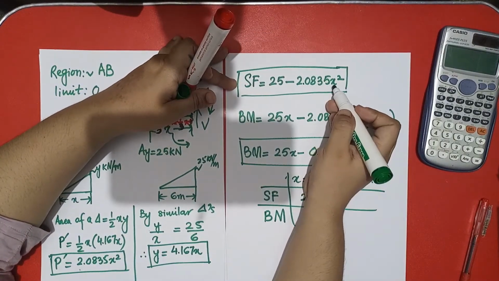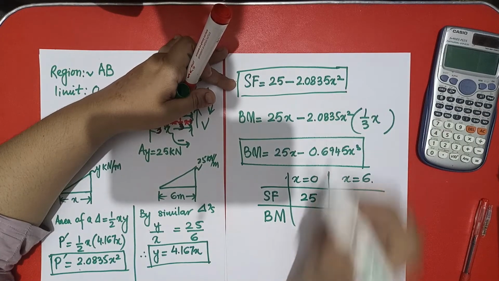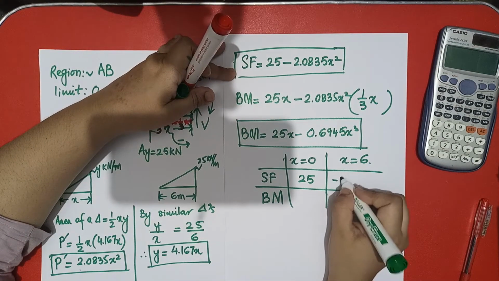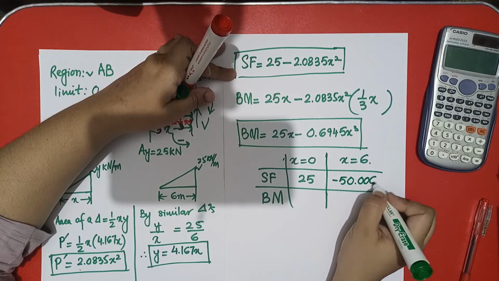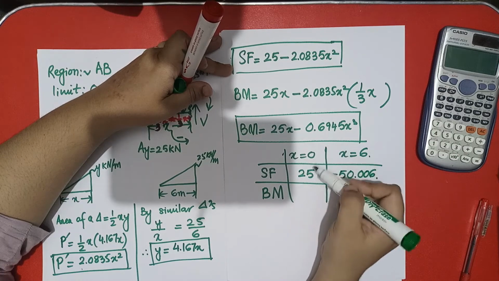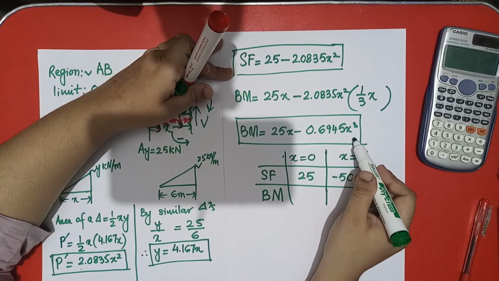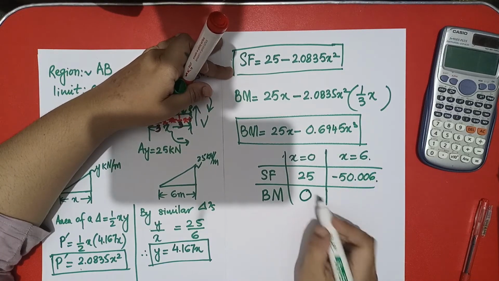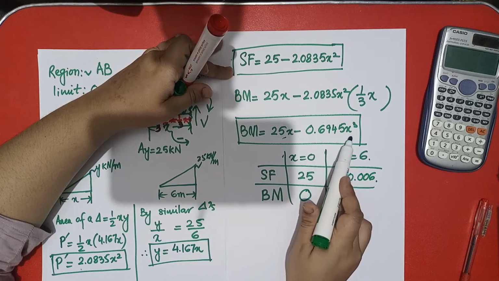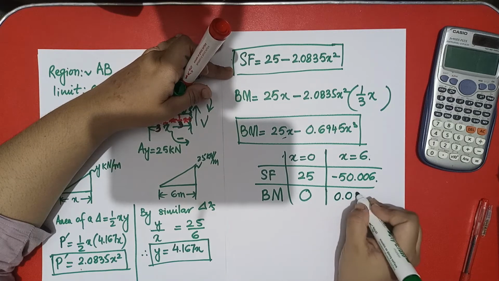When I put 6 over here, 25 minus 2.0835 times 6 square, so the value comes out to be minus 50.006. Okay. If I put 0 in x for the bending moment, 25 into 0 minus 0.6945 into 0 will become 0 throughout. And when I put 6 here, 25 into 6 minus 0.6945 into 6 cube, the answer will again be nearest to 0, 0.0012.